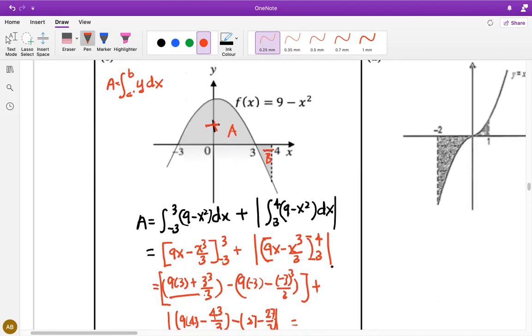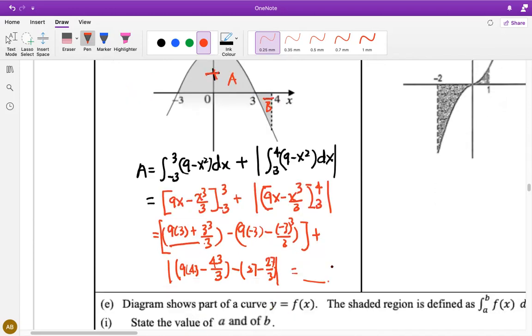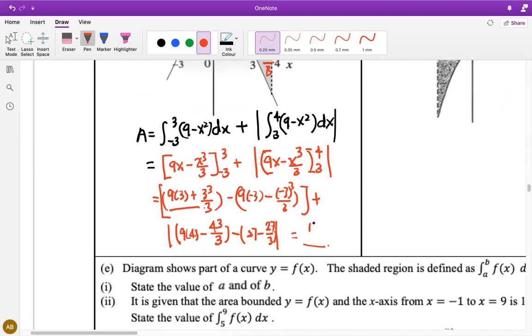Right, I think it should be correct. 9 minus x squared. Okay, 9 minus x squared. All right, so check your answer by yourself. I also check my answer. So your last answer must be 118 over 3, right? 118 over 3. Okay. So you can check by yourself.